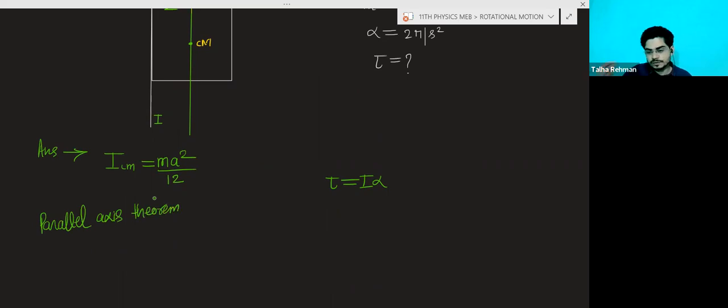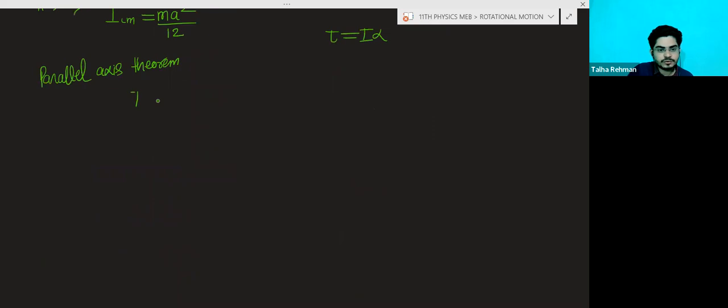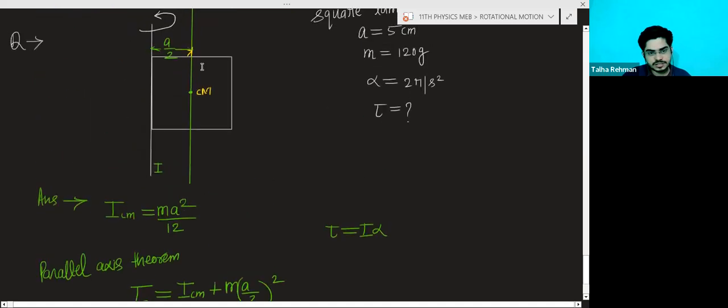The condition for applying the parallel axis theorem: the two axes must be parallel and one of the axes must pass through the center of mass. So this axis is passing through the center of mass. You can write the moment of inertia about this axis is equal to the moment of inertia about the center of mass axis plus the mass of the square lamina multiplied by A by 2 square. It means you take this distance squared.